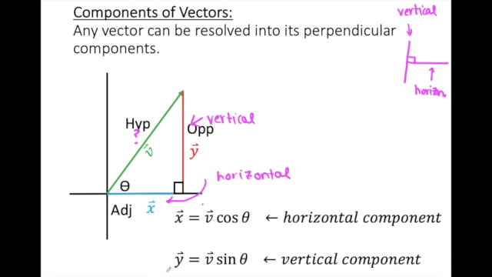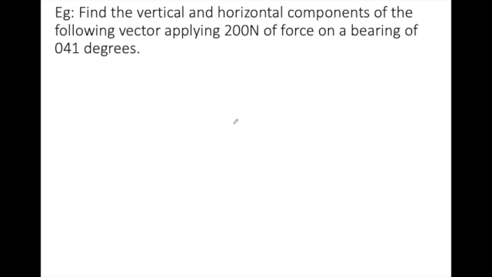To find your vertical component, you need opposite and hypotenuse. So you're going to take v times the sine of theta to find your vertical component. We are going to do a couple of examples here so that makes sense. Find the vertical and horizontal components of the following vector.